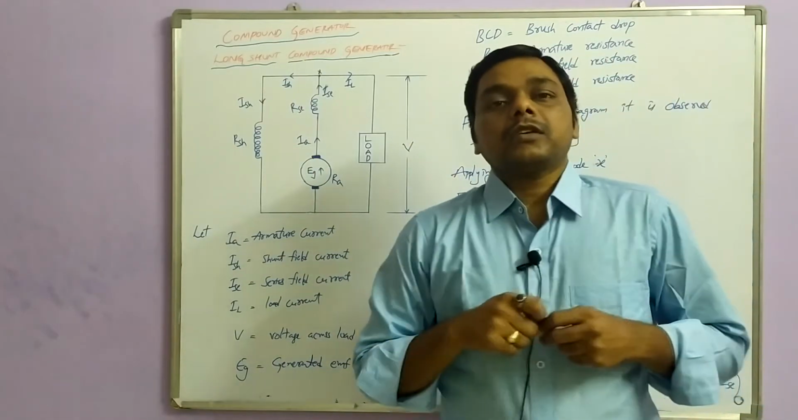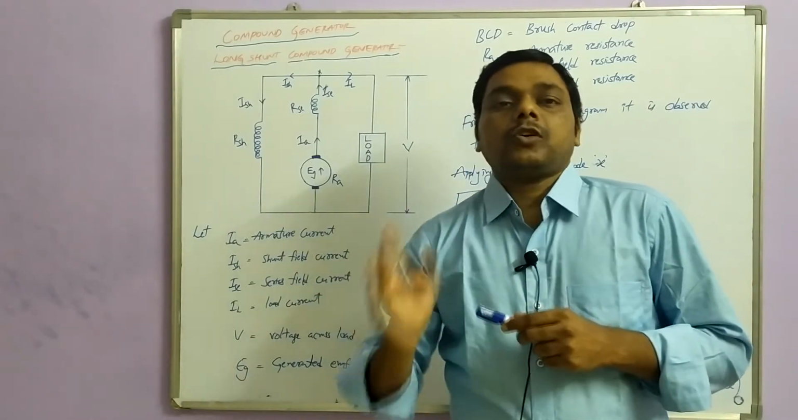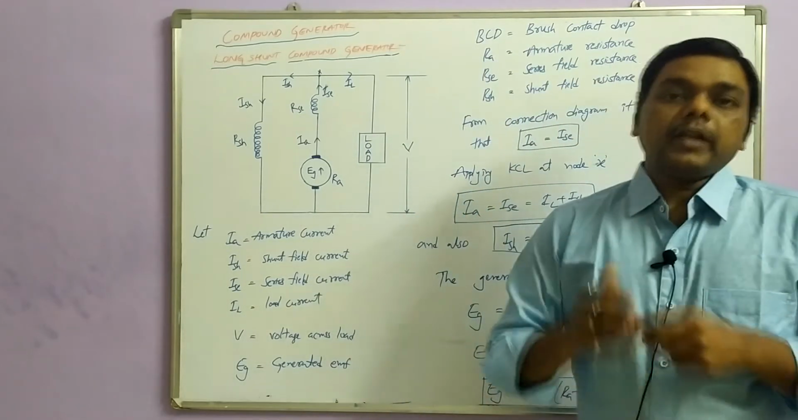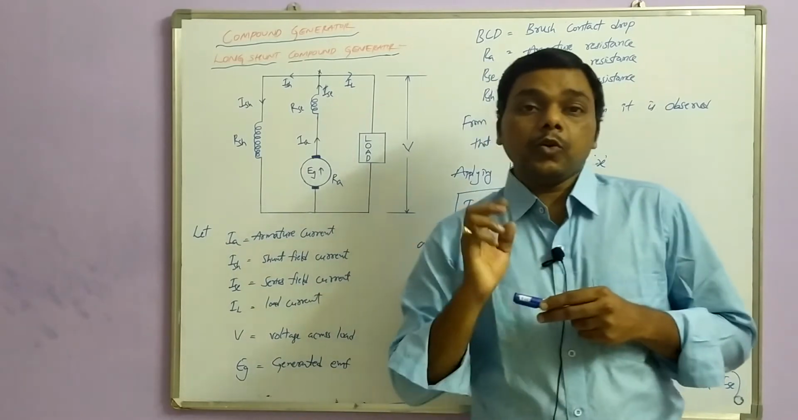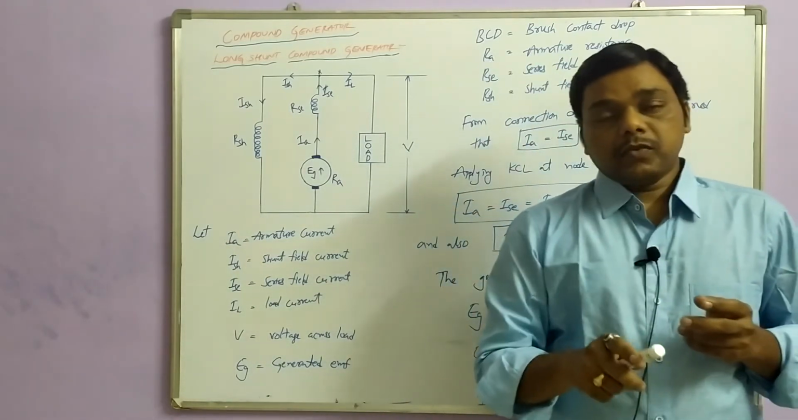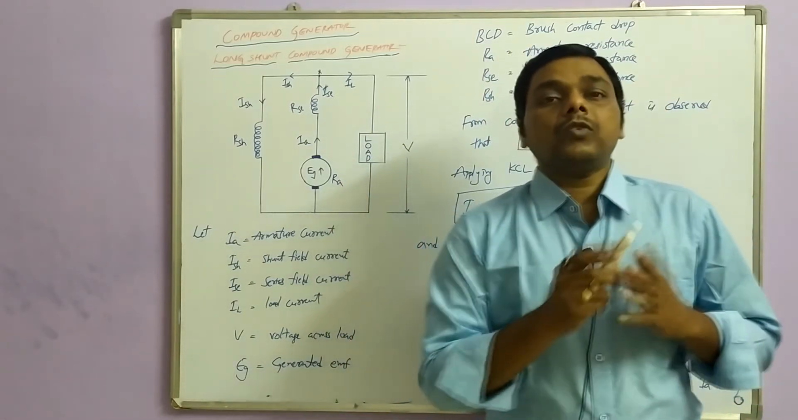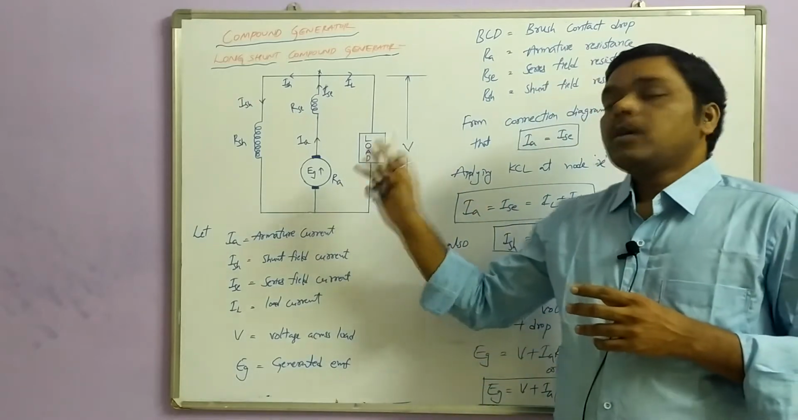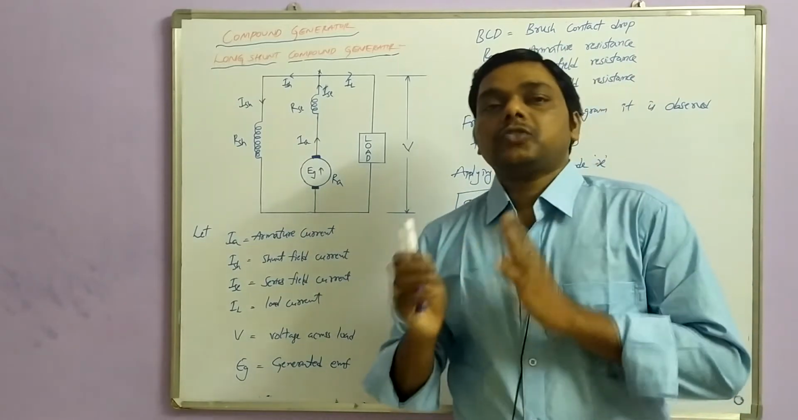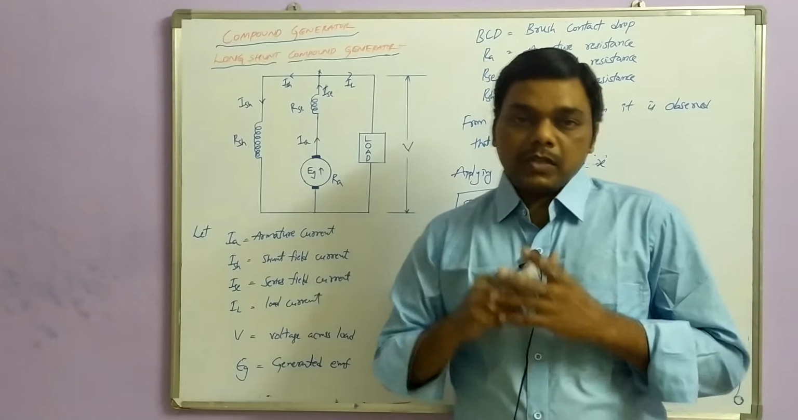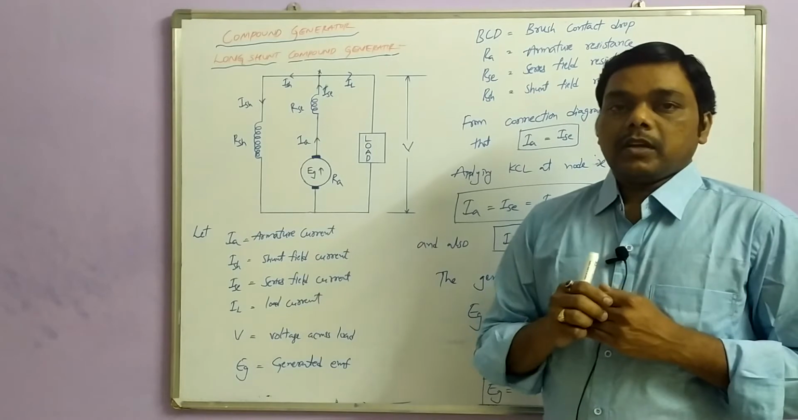Now compound generators are basically of two types: one is long shunt, the other is short shunt. What is long shunt and what is short shunt? In compound generators we have two windings, one is the series winding and the other is the shunt winding. The series winding is anyhow connected in series with the armature, but the shunt winding connection makes the difference between long shunt and short shunt generators.